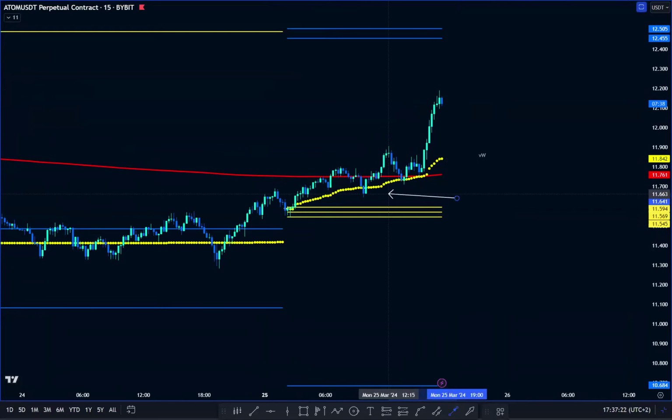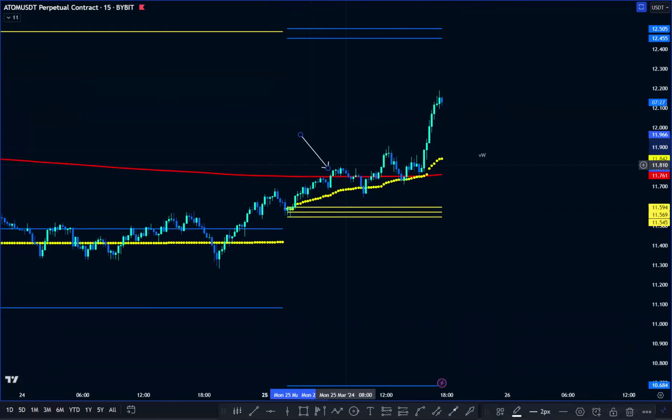At this point over here, it's officially above both of them. You can see it breaks up. We get a nice clean break. So this here was, you can see it got above and then it dropped below.